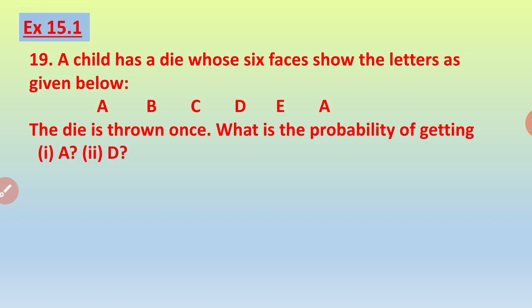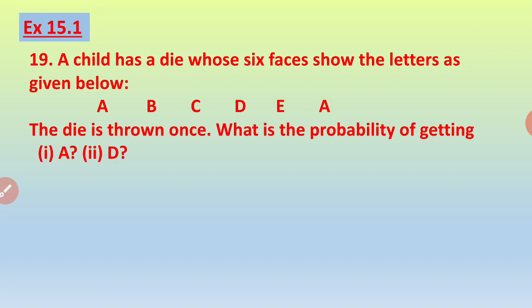Here we start with question number 19. A child has a die whose 6 faces show the letters as given below: A, B, C, D, E, A. If you read the question and try to comprehend it, you will understand that this dice does have 6 faces, but it has alphabets written on it, not the usual numbers. Moreover, the letter A is repeated also.